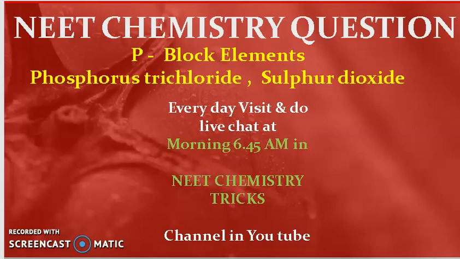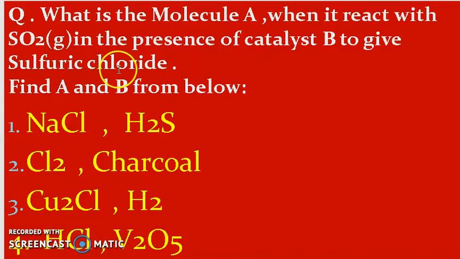Okay, so let's go to the first question now. The question is, what is the molecule A which reacts with SO2 gas in the presence of catalyst B to give sulfuric chloride? So here we have to find out A and B from the options below and choose one option. The molecule A reacts with SO2 in the presence of catalyst B to give the product sulfuric chloride.